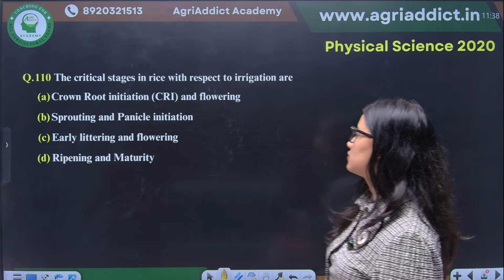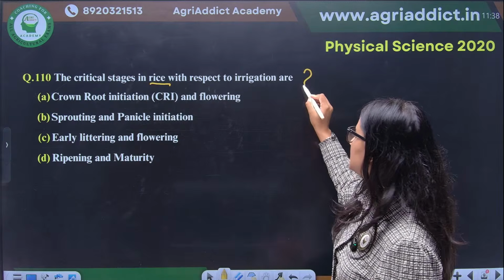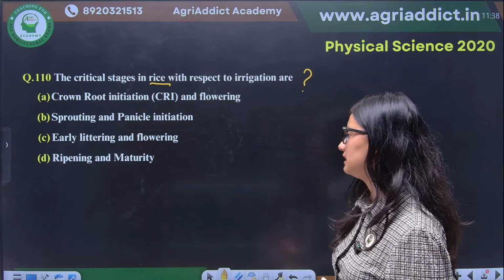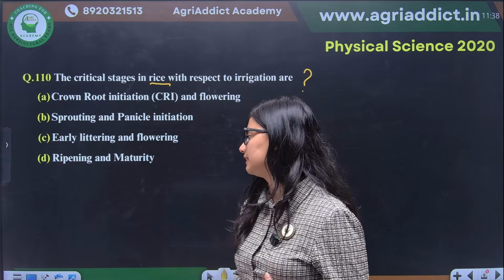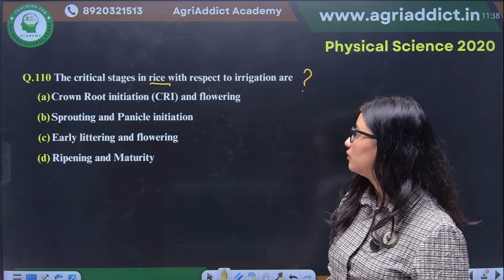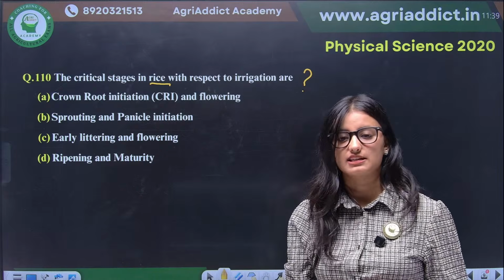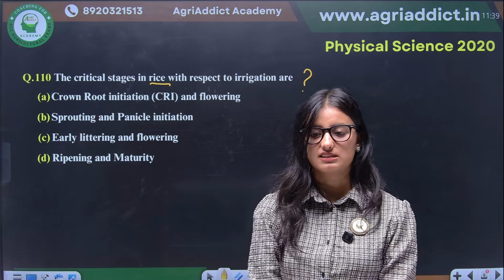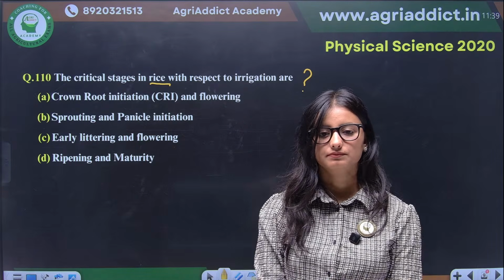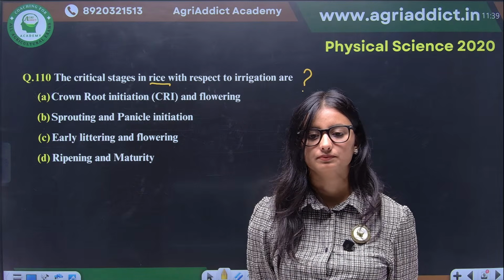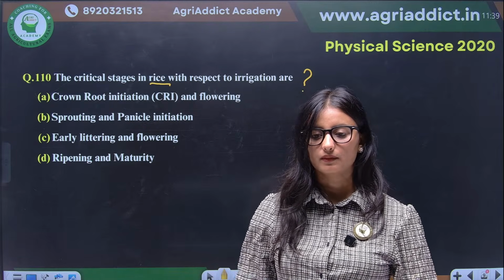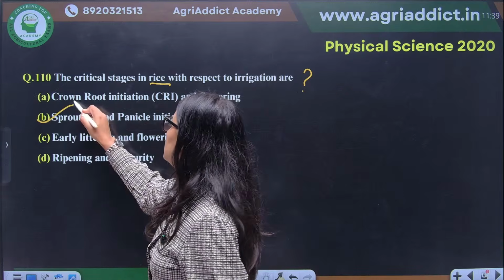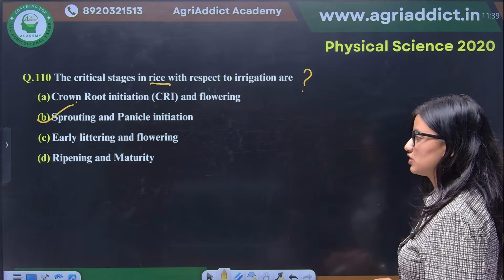The critical stages in rice with respect to irrigation are what? Is it crown root initiation and flowering, sprouting and panicle initiation, early tillering and flowering, or ripening and maturity? Which is the critical stage of rice with respect to irrigation? What will be the answer? Anyone? B. Very good. Sprouting and panicle initiation is the correct answer.